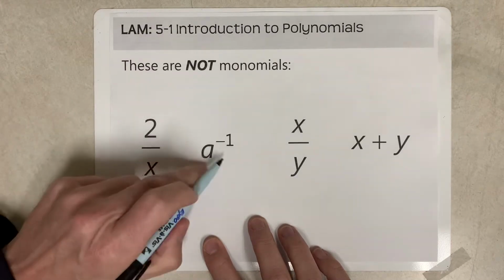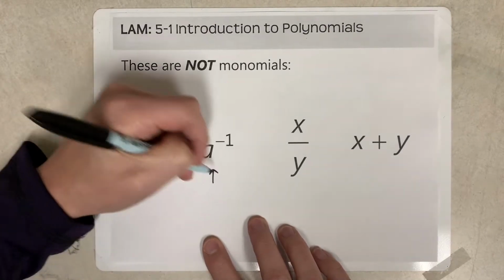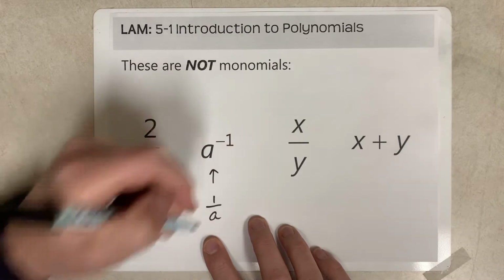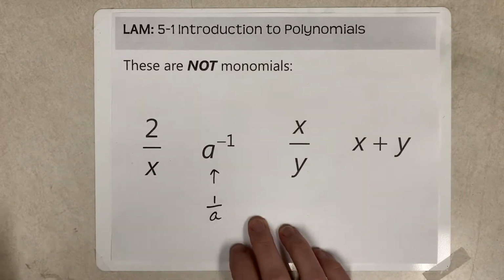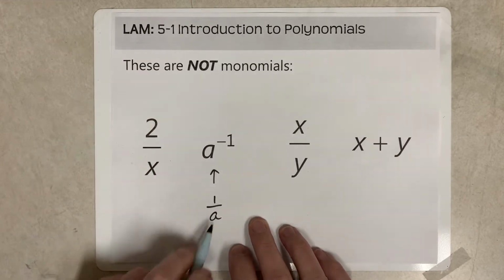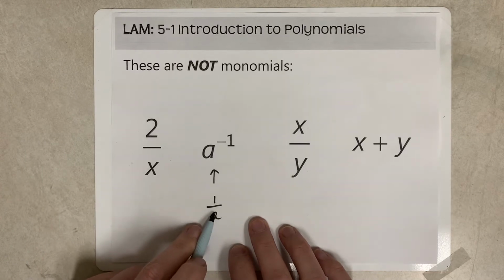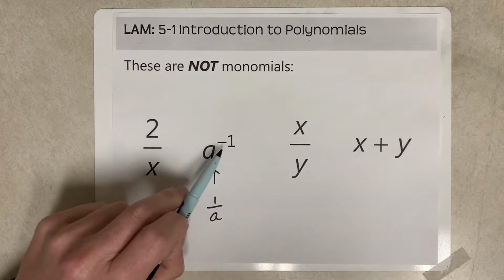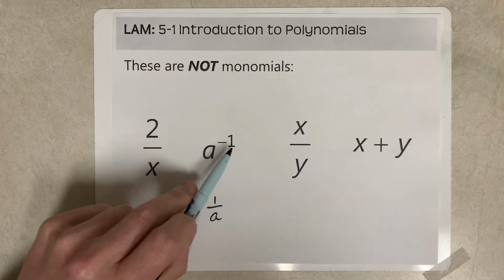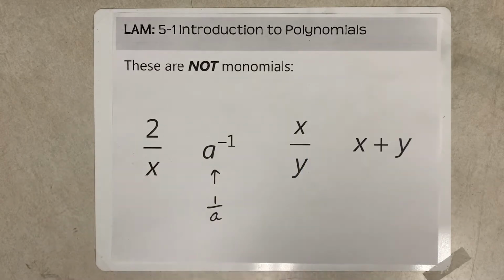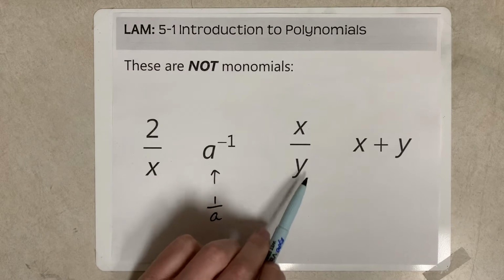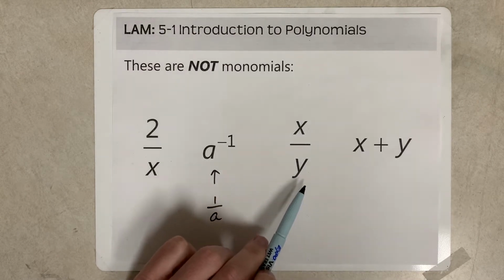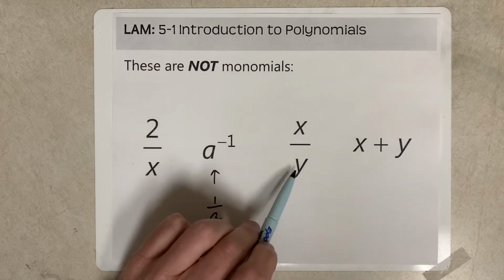A to the -1 is really 1 over a by a rule of exponents that we're going to find out if you don't know that already. Again, we have a variable in the denominator, so that's not going to be a monomial. And remember what I just said in the definition, you have to have exponents that are whole numbers, not negative numbers like this. X divided by y, we have a y in the denominator. You can't have that for a monomial. The x is okay, but the y is not.